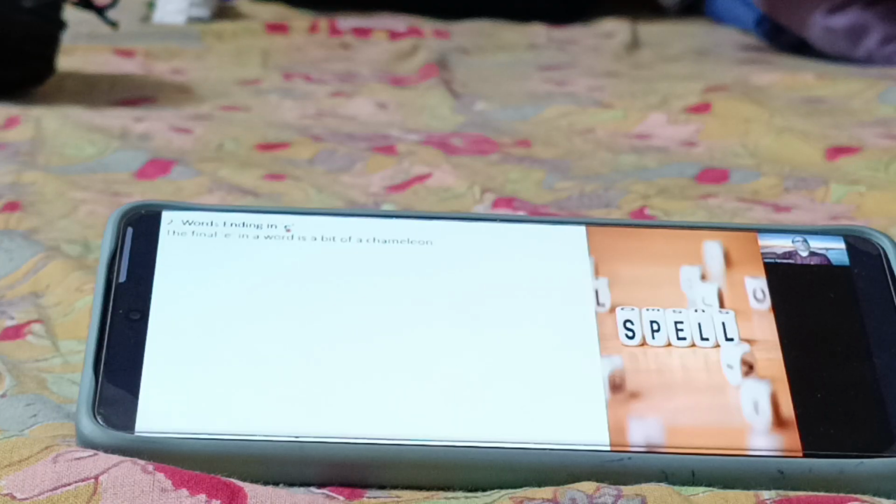Now the second rule, words ending in E. So the final E in a word is a bit like a chameleon. It is hidden and sometimes you may not be able to distinguish it. So you look at the rule here. Now, when the suffix starts with a vowel, you usually drop the E. We'll see with an example, so you'll get clarity. So live becomes living. So here, where the suffix starts with a vowel, we're dropping the E. So directly we use the suffix.